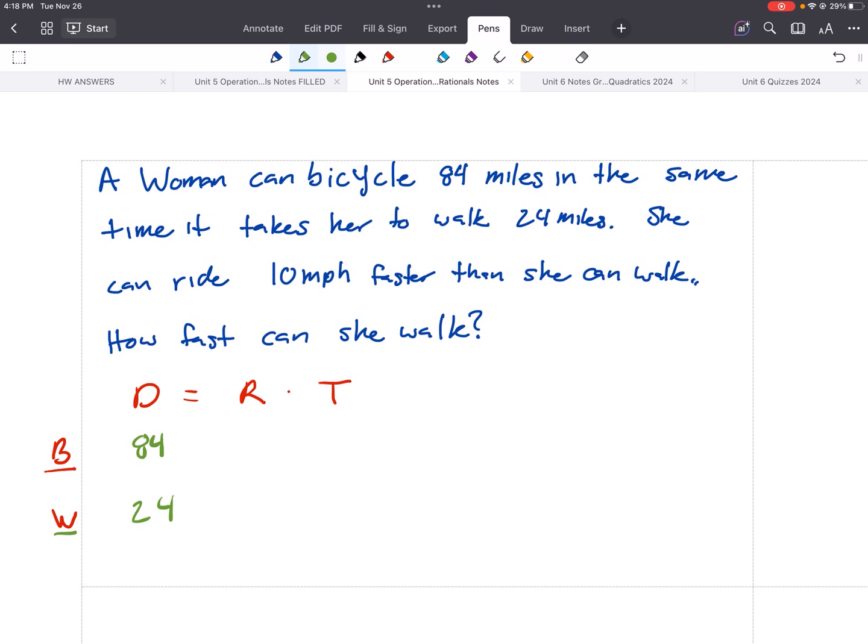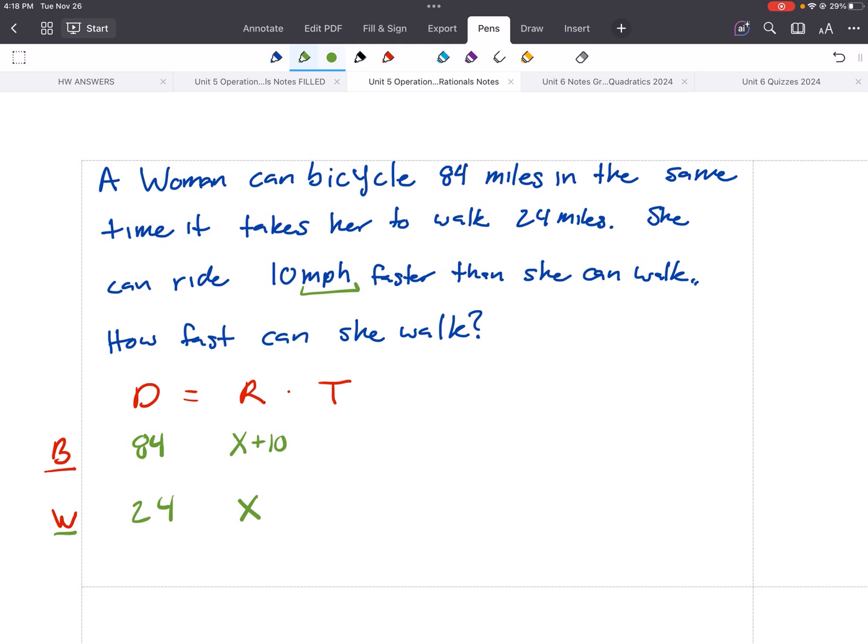Okay. It says she can ride 10 miles per hour faster than she can walk. So for walking, again, that's a rate. Miles per hour is a rate. So for walking, we're just going to say it's some amount. We're not sure what that is, but we know that when she rides the bike, she can do whatever that same rate is plus 10. Does that kind of make sense? So we have all of that information.